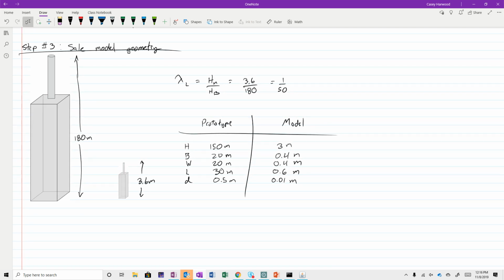And if we do that, now if we look at all of our pi terms, we already kind of ranked this, any of our pi terms that involve length over B, H over B, then our ratios of dimensions in model scale and prototype scale are going to be equivalent. So we're good on geometric similarity.